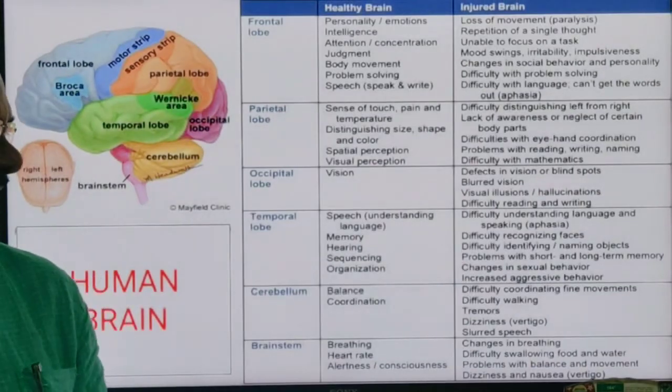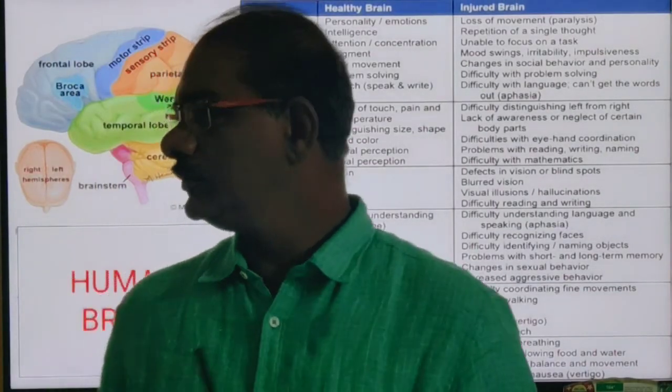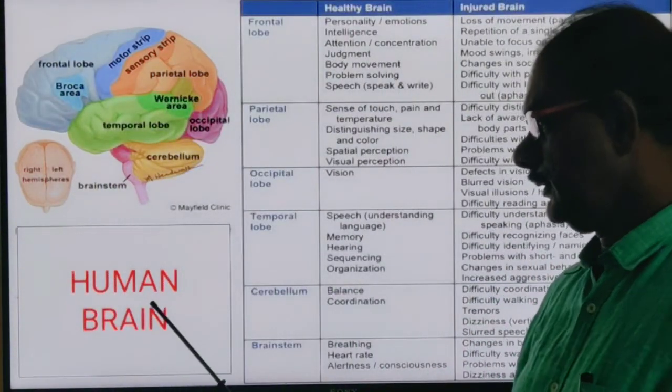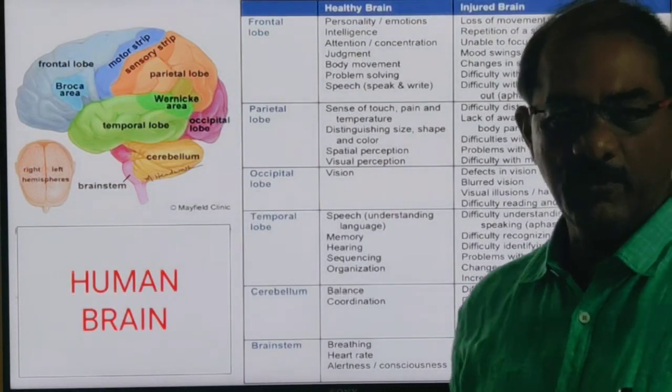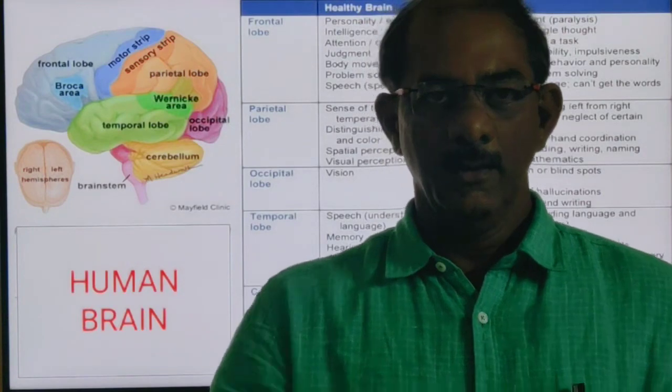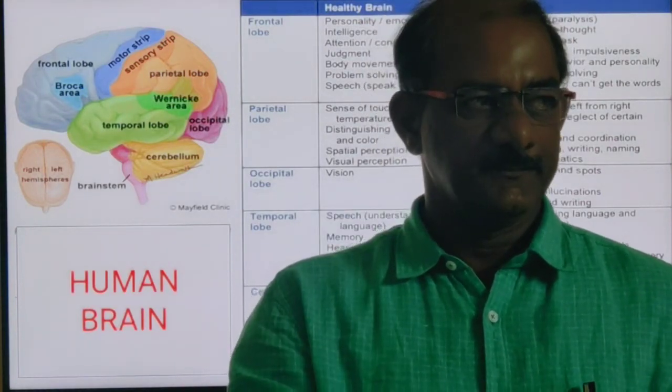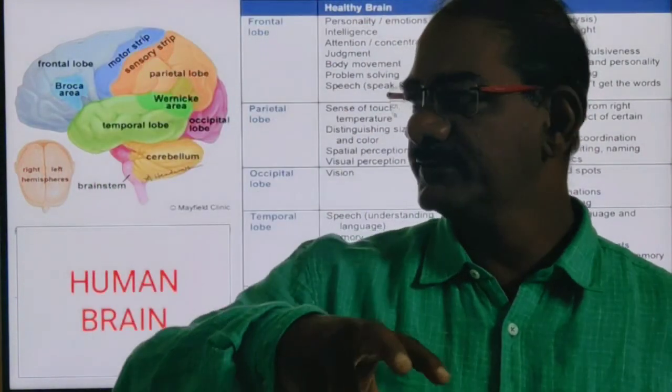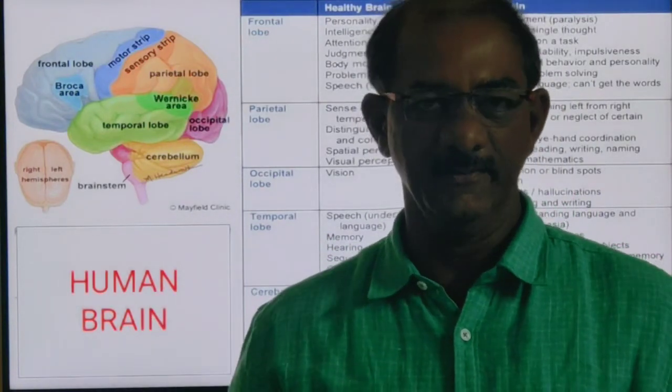In this practical, the next topic is the human brain. Another name of the brain is encephalon. This brain is enclosed in a bony box, and that bony box is called the cranium.